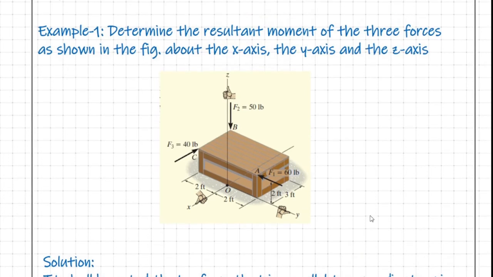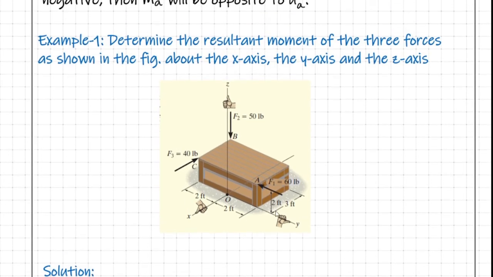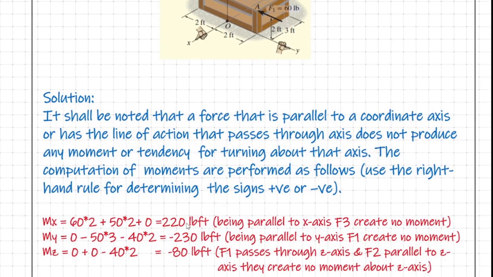Now let us calculate the moment of F3 about the y-axis. It is nothing but 40 into 2. Again it is clockwise, so minus 40 into 2. That means the net moment will be minus 230 lb feet. The negative value indicates that the net moment produced by F1, F2, F3 about the y-axis is in the clockwise direction, or in other words, it is along the negative y-axis.